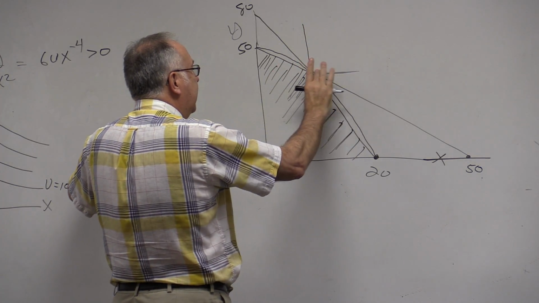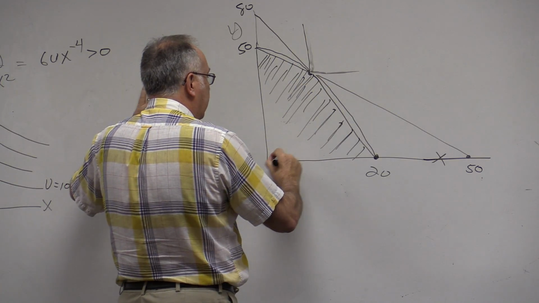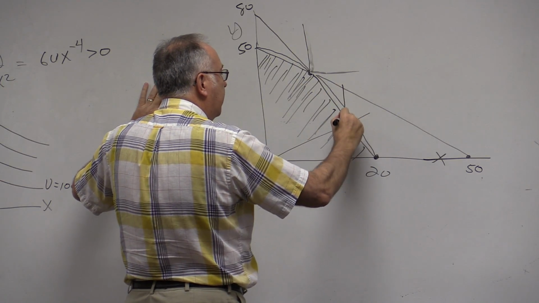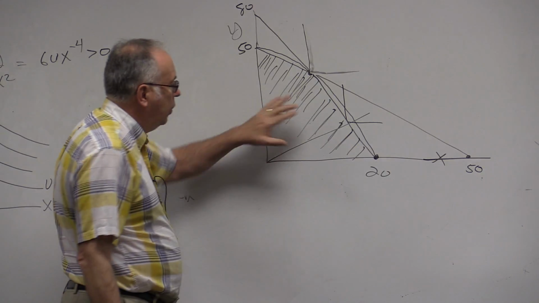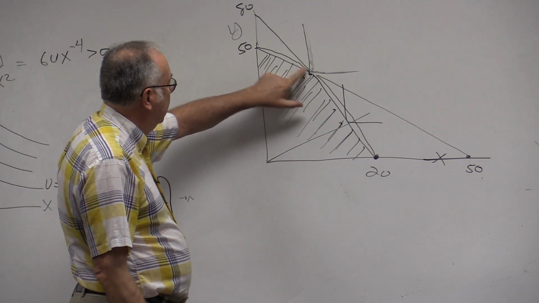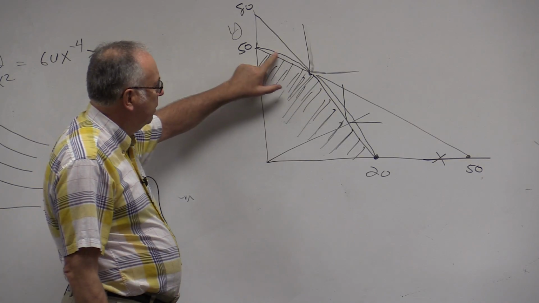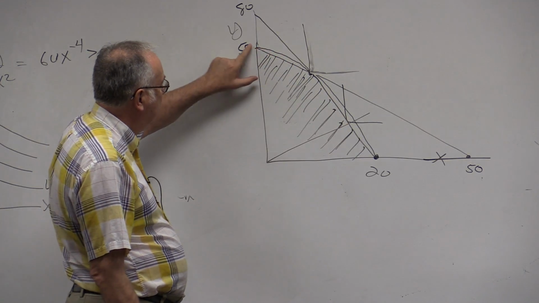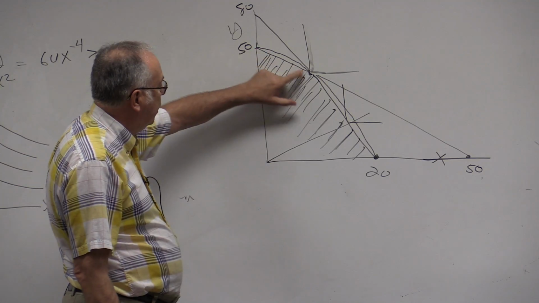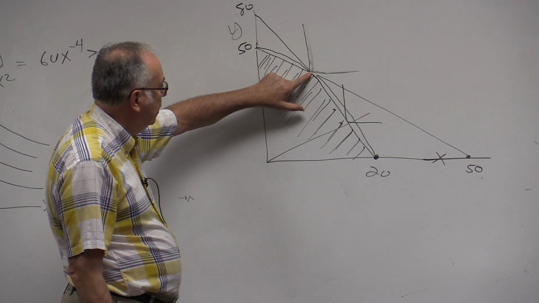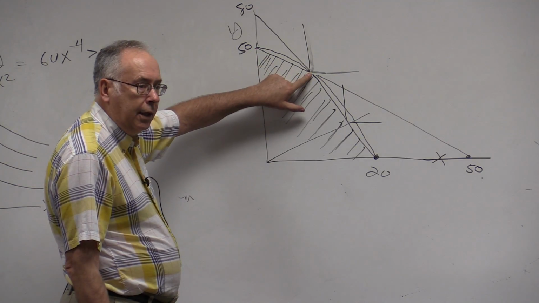But if they look like this, you might end up over here. So you could end up on this segment, or at the kink point. In that case, I think you have a good point here. Depending on the curvature, you could reach the highest one by consuming at that kink point.